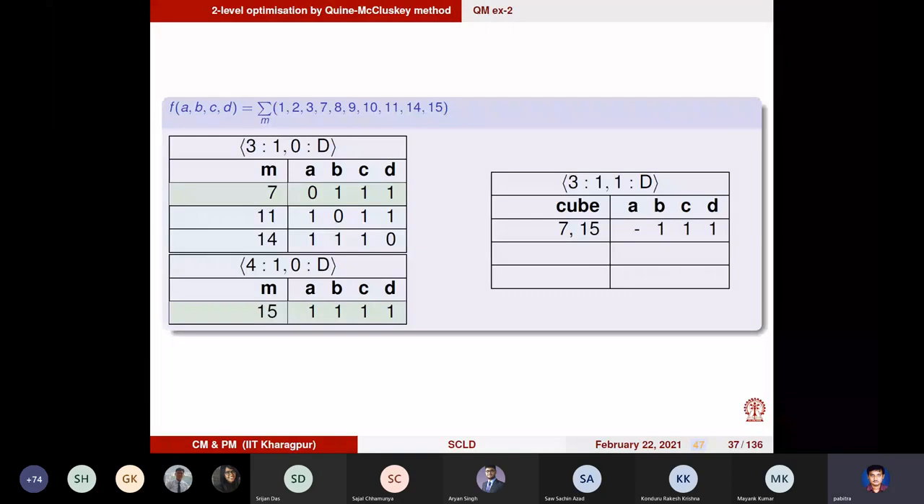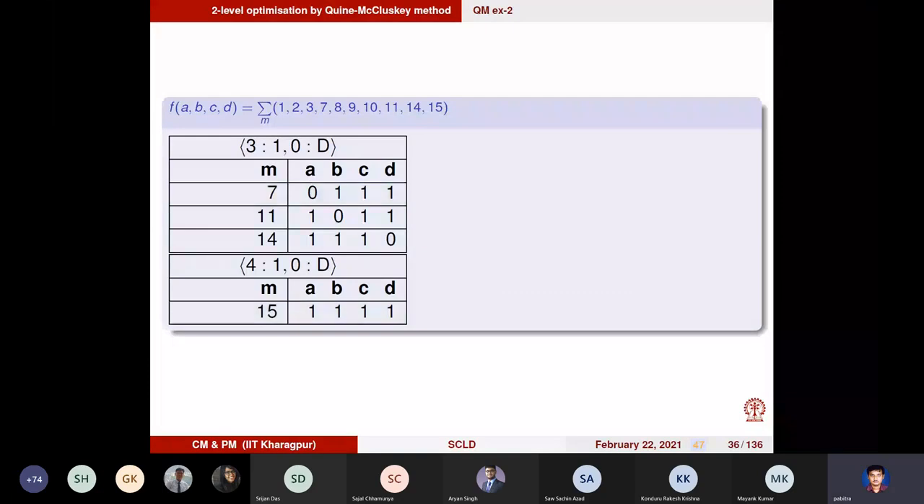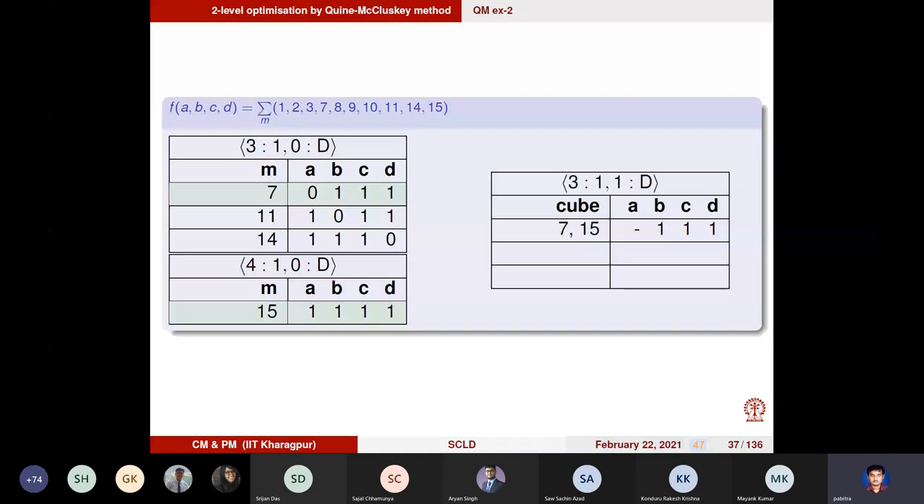So now let us look at this set of cubes. The first group has one dash and one 1. The second set has one dash and two 1s. In the first set I have 1-3, 1-9, 2-3, 2-10, 8-9, 8-10. Second group I have 3-7, 3-11, 9-11, 10-11, 10-14. So now I'll again compare every element of the first group with every element of the second group.